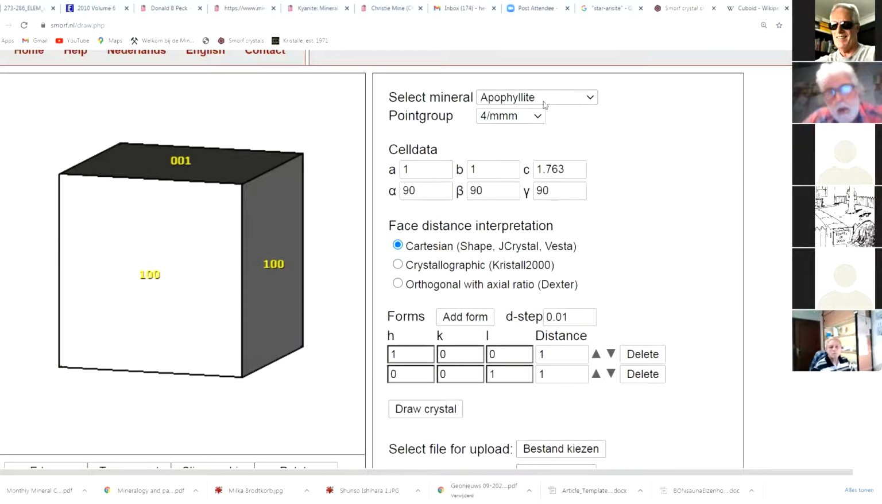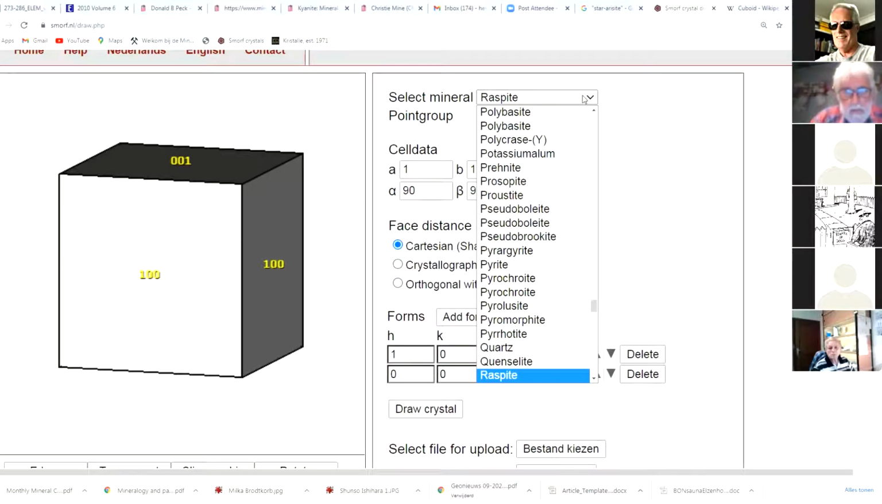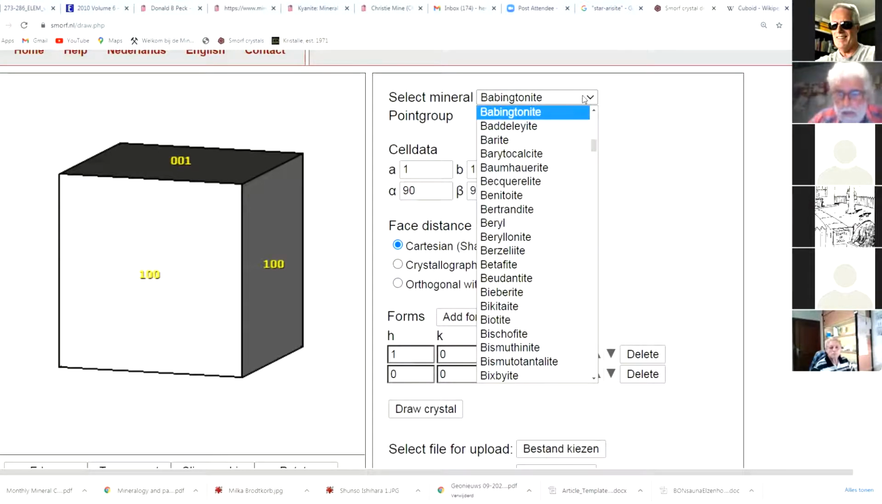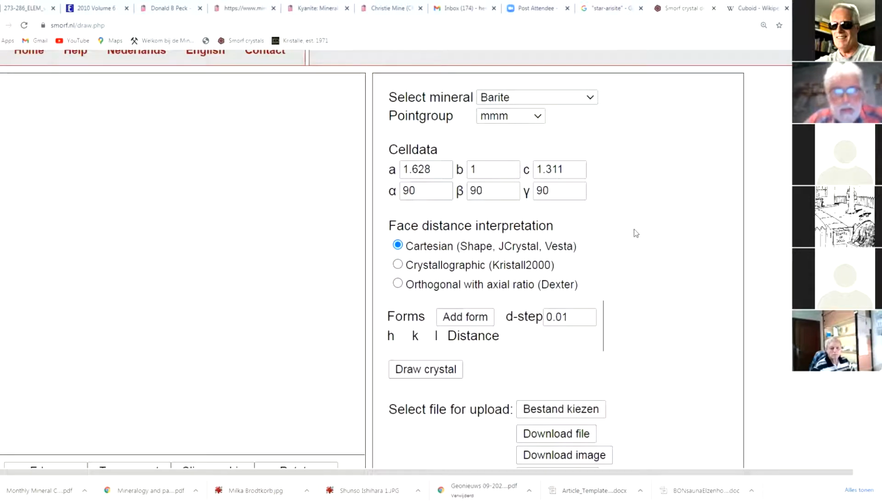So if we go from the tetragonal crystal system to the orthorhombic crystal system, for example by choosing barite, okay, barite here. Okay, we delete any form. So here you see that now A is no longer equal to B, is no longer equal to C, but the angles are still rectangles. I mean, they're still 90 degrees.